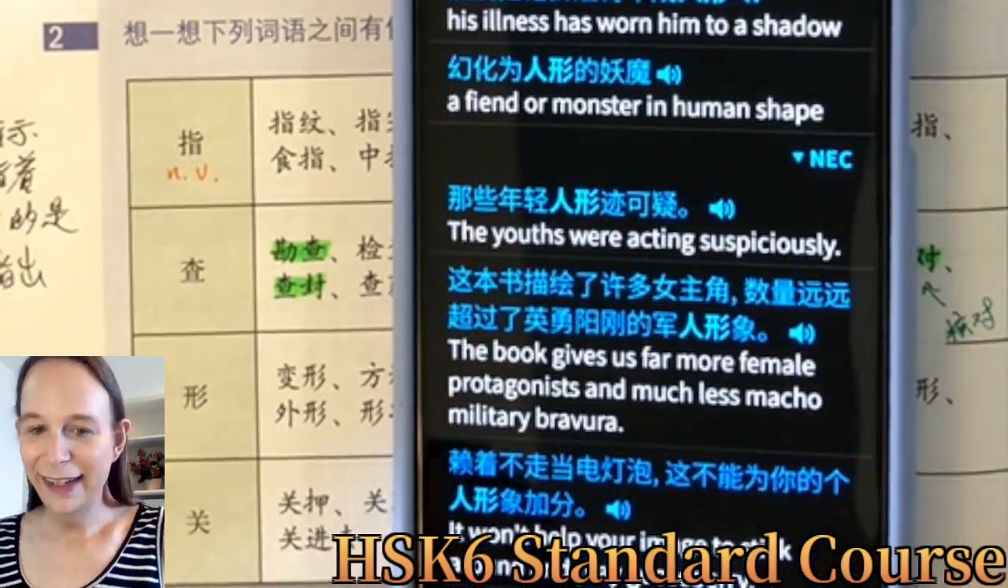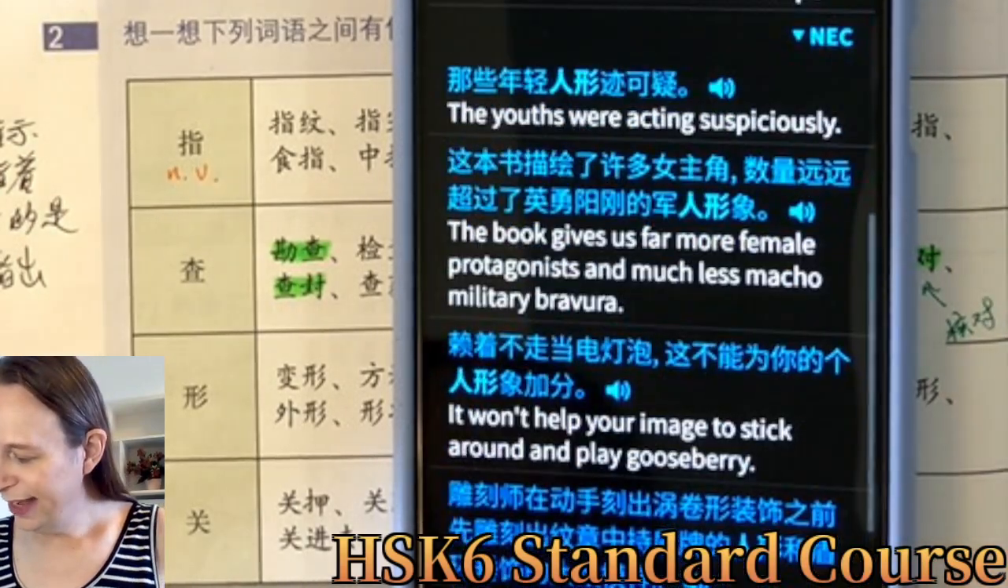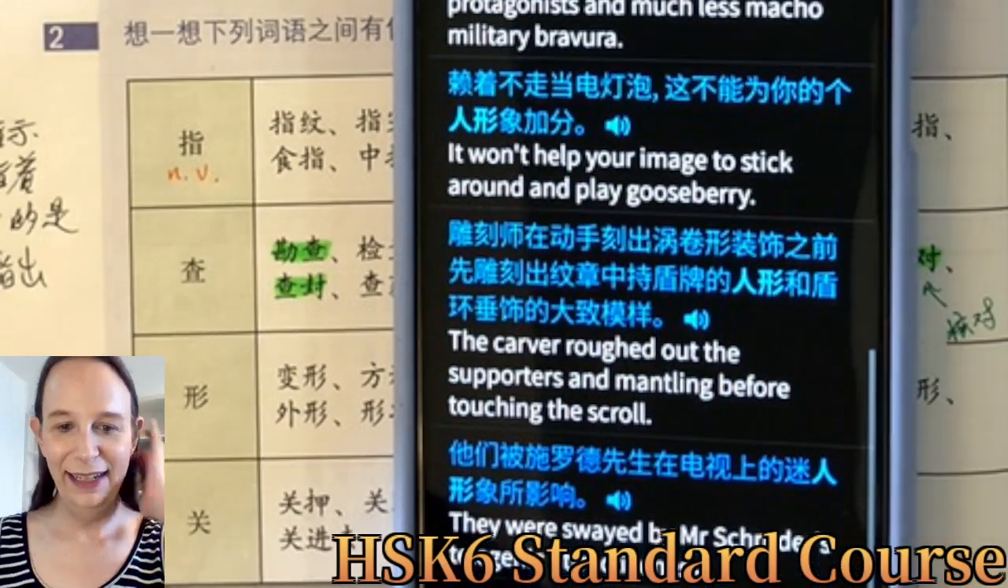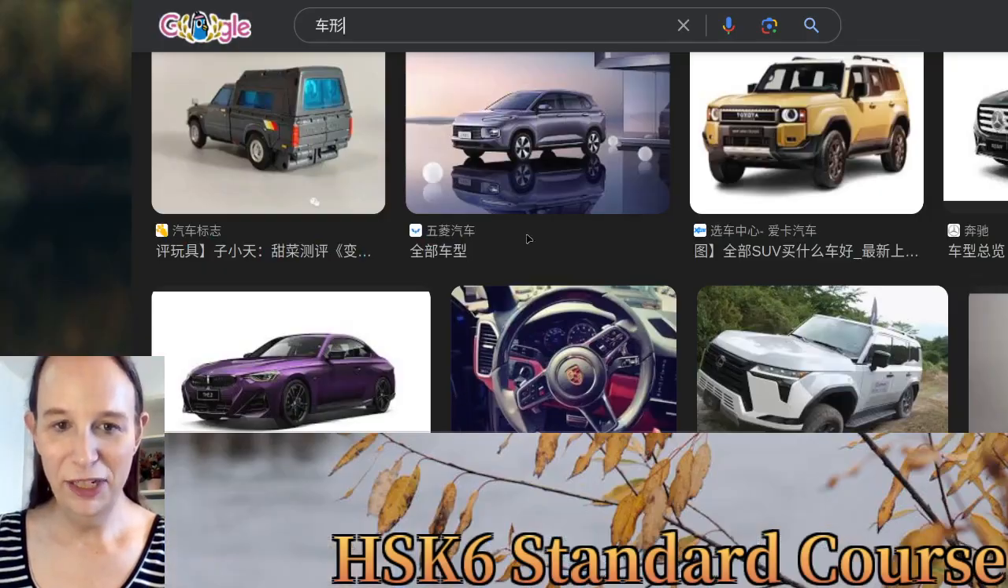Oh, I'm getting hungry. 那些青年, no, that's just coincidental. I don't know. Do you know what a human shape is?